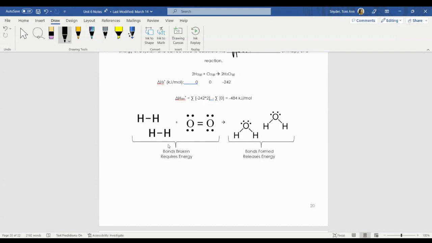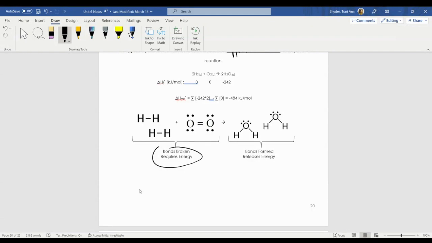So here I have to break 2 hydrogen-hydrogen bonds, okay? And I also have to break 1 double bond to oxygen, so oxygen bonded to itself. Breaking bonds requires energy. So in order to break those 2 single bonds and to break that double bond, I've got to put energy in.